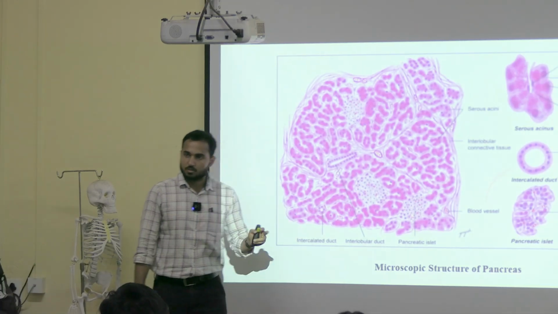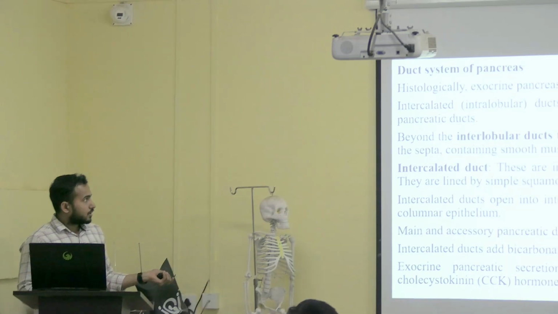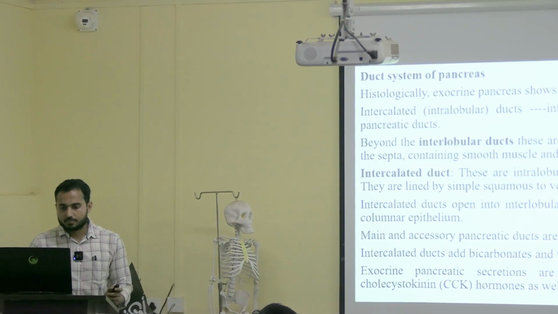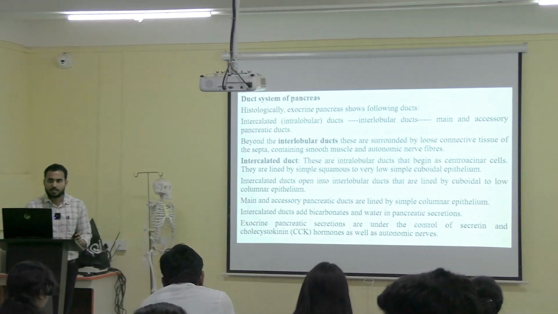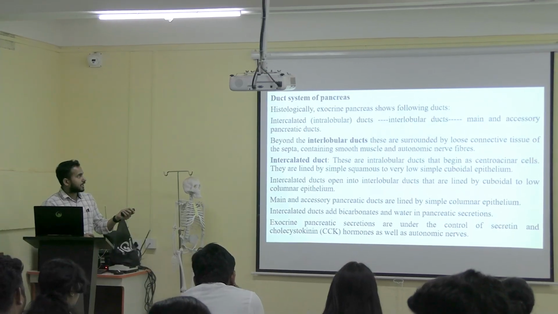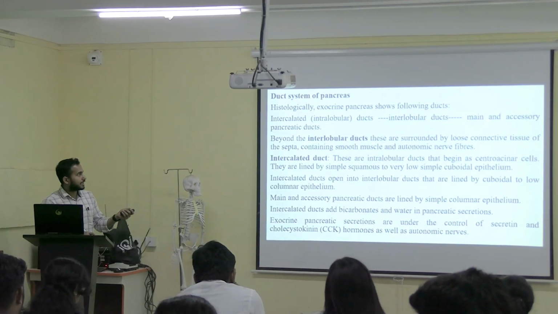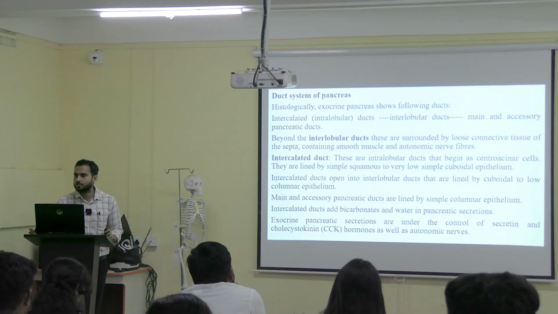Okay, so that point also you have to identify under the microscope. Okay, next is the duct system. Now, the ducts which are present in the pancreas: first of all intercalated ducts are there, then we are getting the interlobular duct, and then the main and accessory pancreatic duct. These are the different types of ducts which are present.